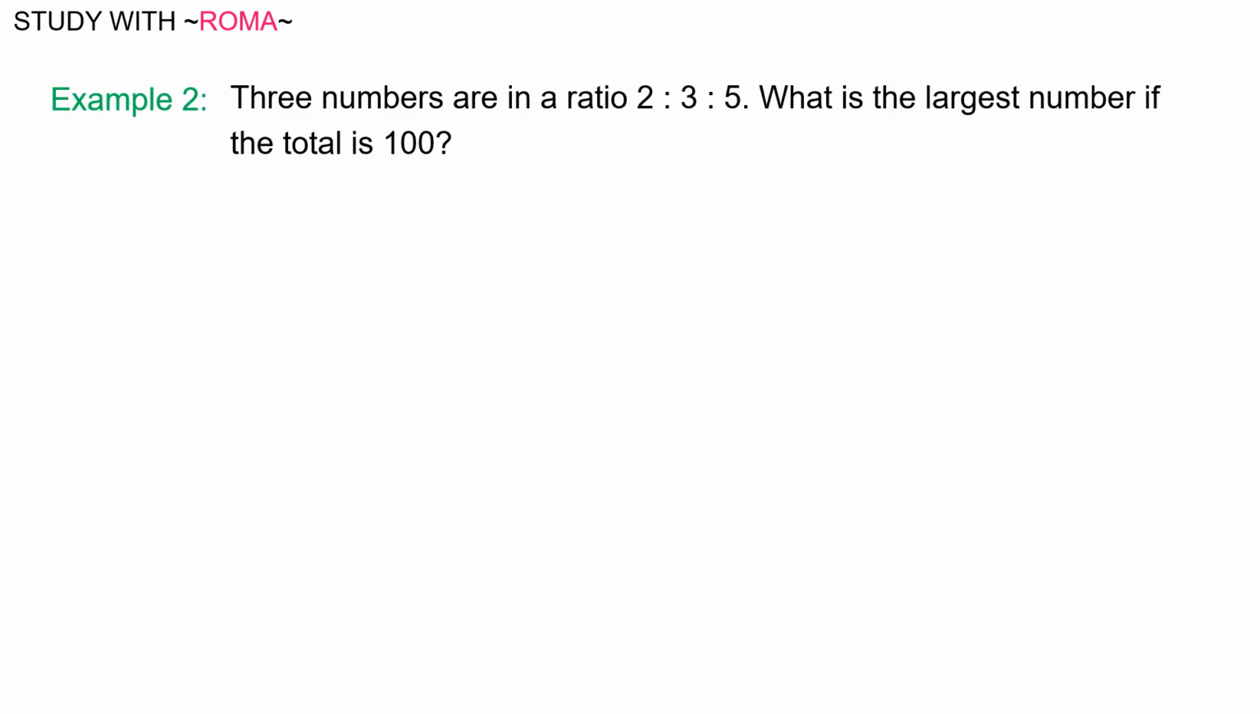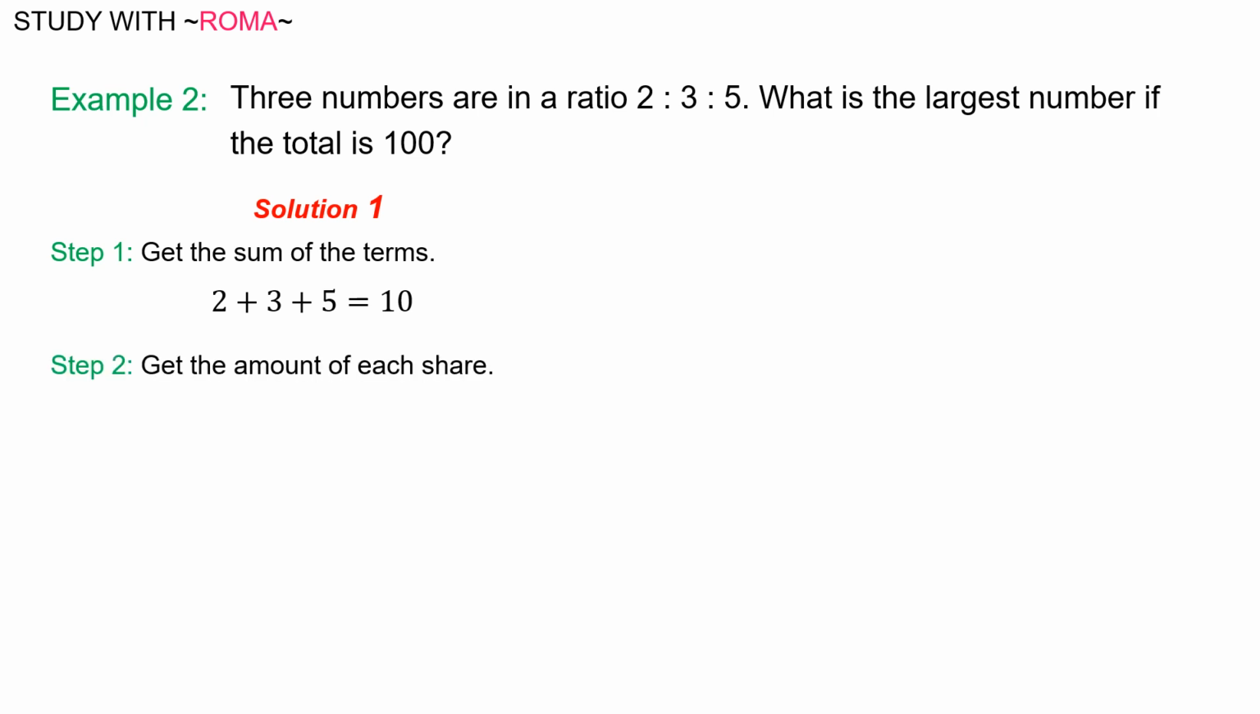Example number 2. 3 numbers are in a ratio 2:3:5. What is the largest number if the total is 100? This is an example of a partitive proportion because the whole is divided into parts, which is 2:3:5. So we have two solutions, and the first one is step 1, get the sum of the terms. 2 plus 3 plus 5 equals 10.